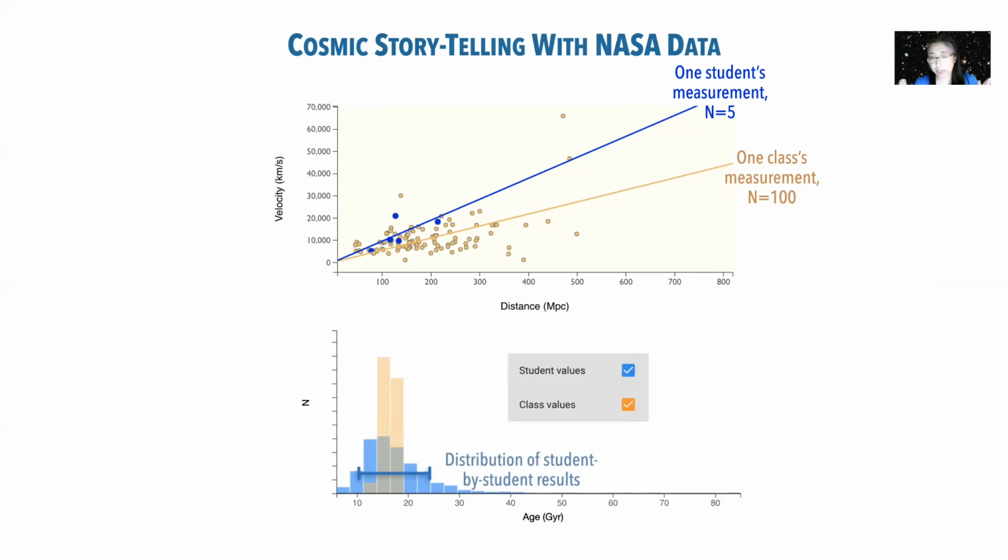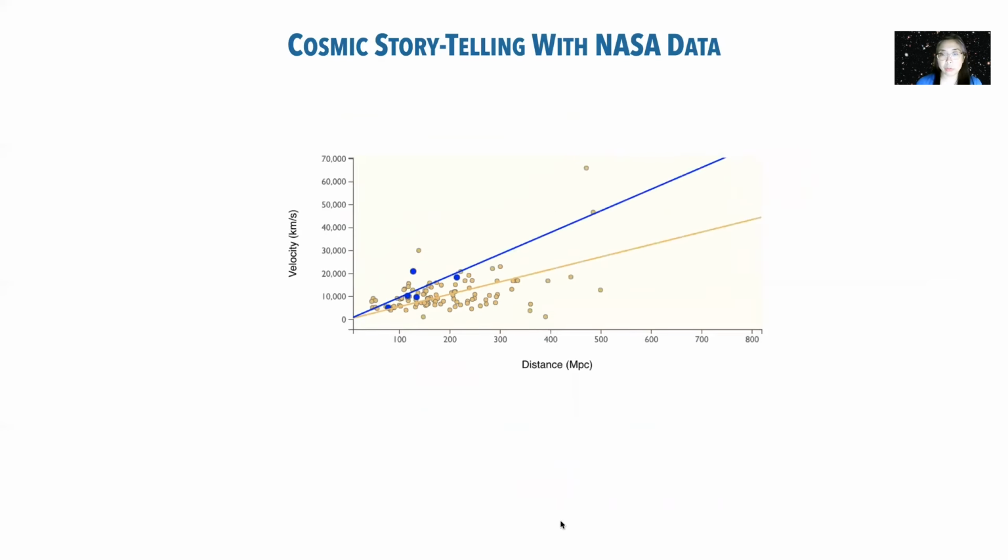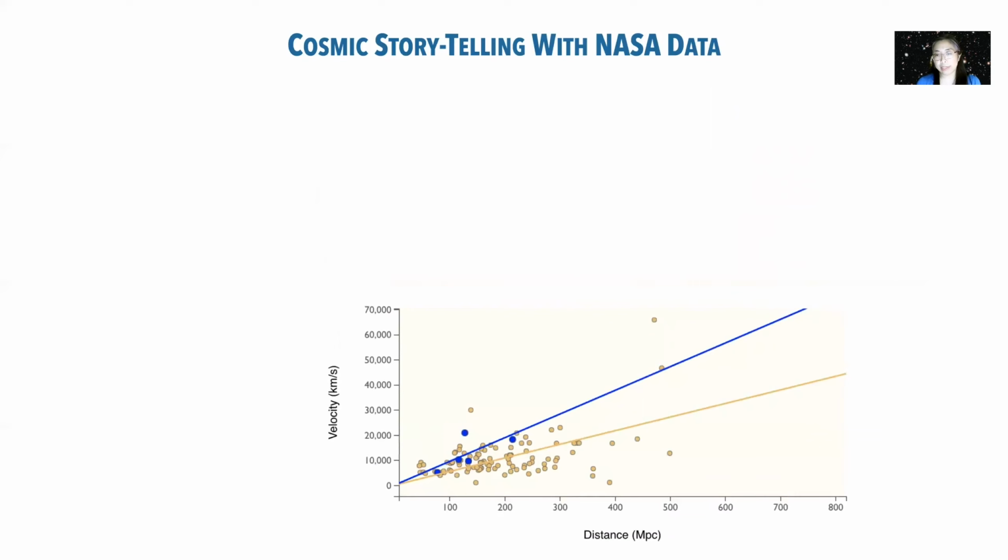If you plot the distribution of individual students' values over many different classes, you're going to have a very wide distribution of age estimates from student-by-student values from 5 galaxies apiece. If you instead take the class-by-class values from groups of 100 at a time, you'll get a narrower distribution, and this will help students have a more intuitive feel for how to deal with random uncertainties in their data.